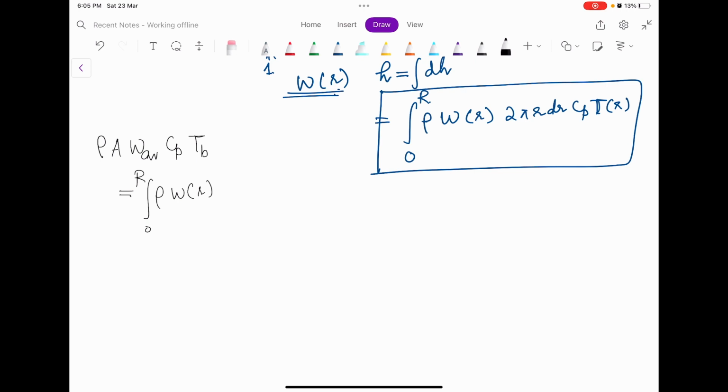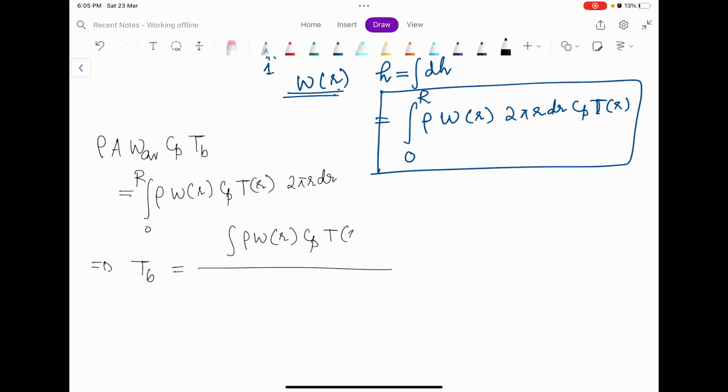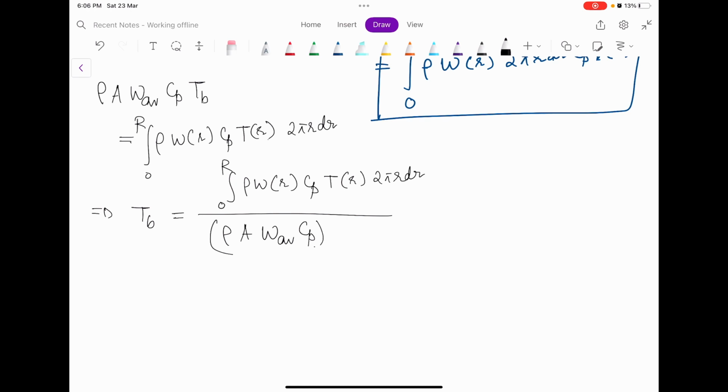Sorry, Cp(r). Okay, Cp(r), then 2 pi r dr. So that means my Tb becomes the integral from 0 to R of rho w(r) Cp(r) T(r) 2 pi r dr, divided by rho, area of cross section, w average, Cp average. Okay, so this I have got.